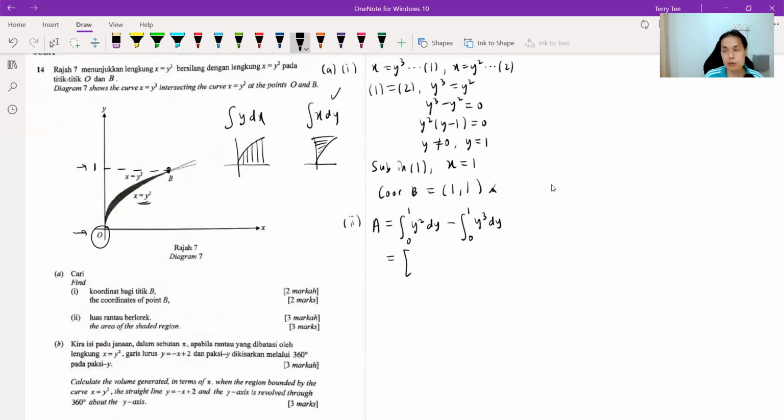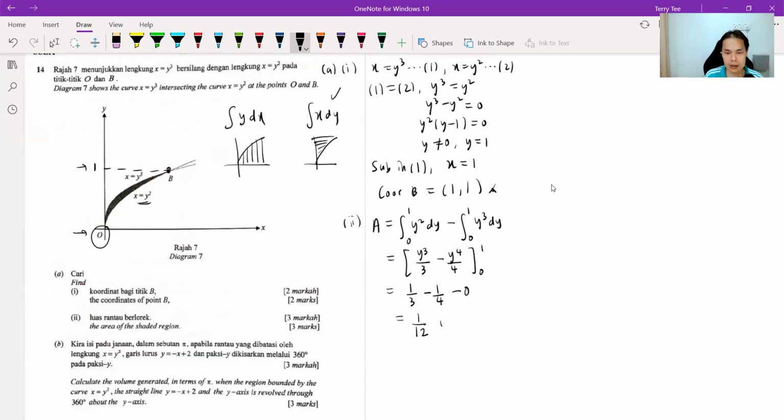Okay, actually we can group them together because they have the same limit. So when I integrate y squared, I get y cubed over 3. Remember, increase the power by 1, divide by the increased power. Same here, y to the 4 over 4, from 0 to 1. Now, let us substitute 1 inside. I get 1 over 3 minus 1 over 4. If I put 0, the whole thing becomes 0. So this will give us 1 over 12.